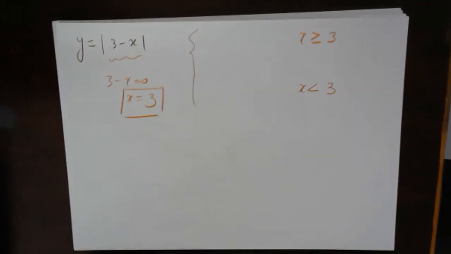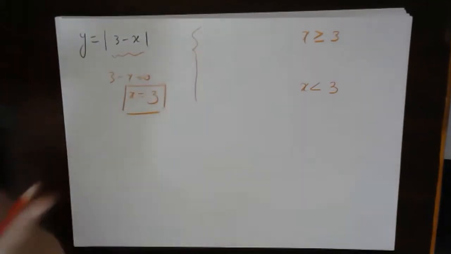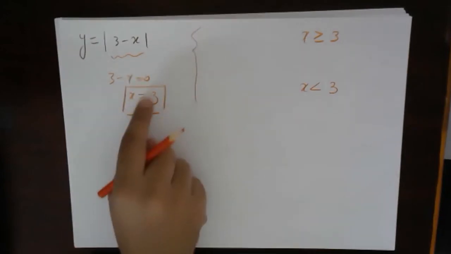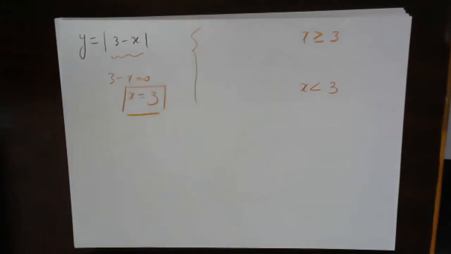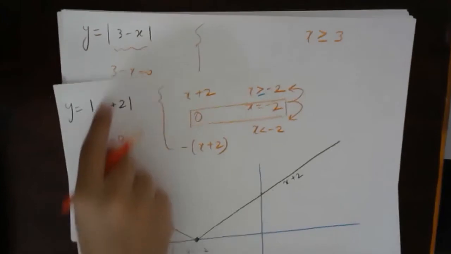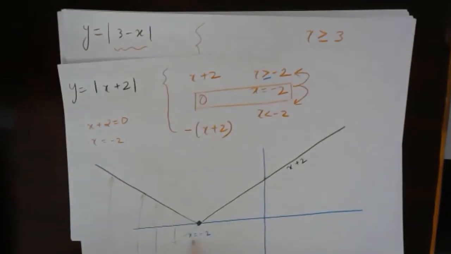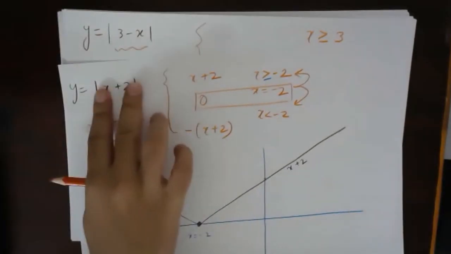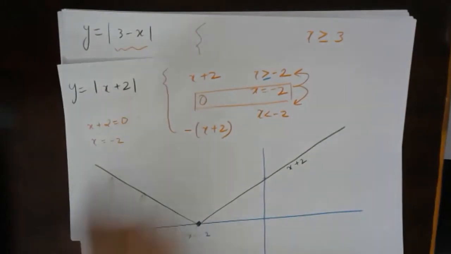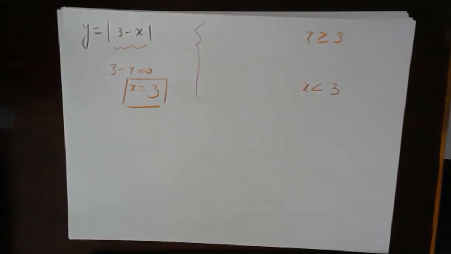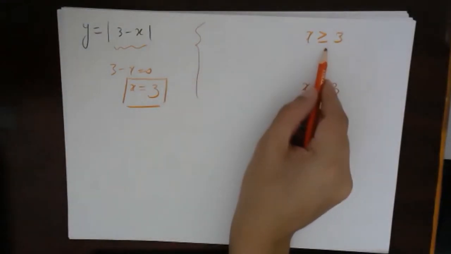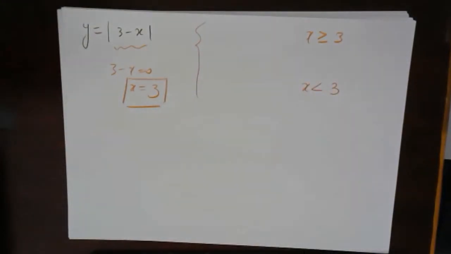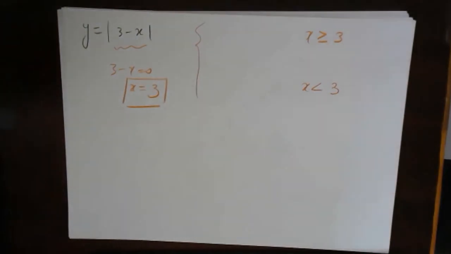In previous cases, if we increase x around this point, for example, if we increase x around -2, this thing becomes positive, and if we decrease it, this thing becomes negative, right? Now let's look at this part. If I increase x more than 3, let's take x equals 5.